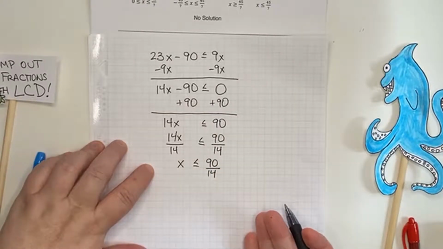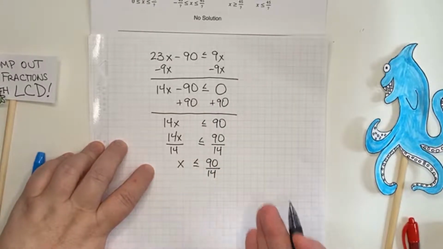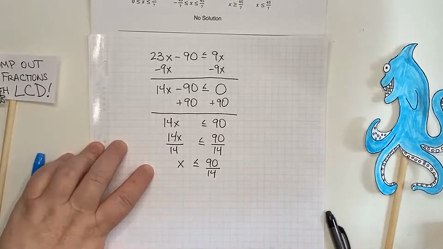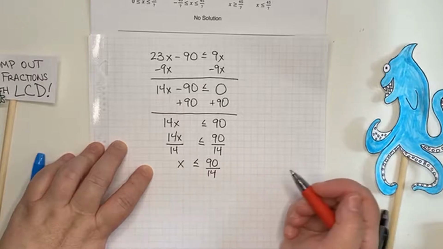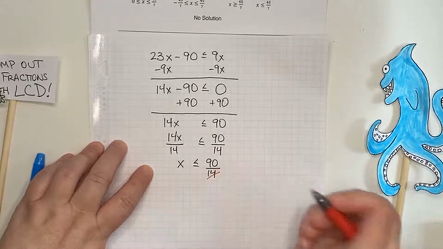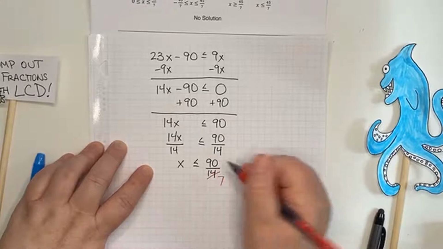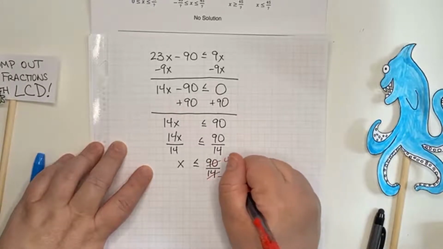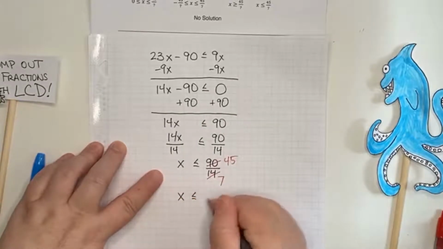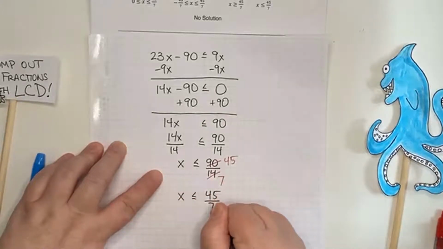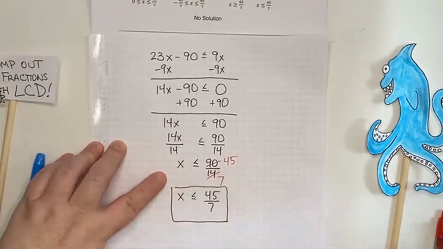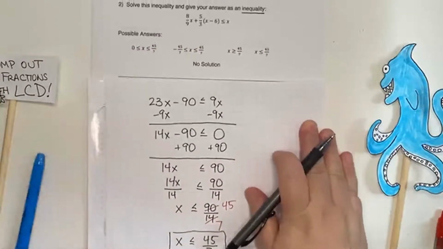Okay, now, generally speaking, unless I've made a mistake, you always want to reduce. So let's see, I've got 90 and 14. I have no idea. My guess is that 2 is going to go into both of them. 2 into 14 is 7. 2 into 90 is 45. And then I think about it and I realize 45 and 7 have nothing in common. So I believe this is my answer. So let's go to the possibilities.